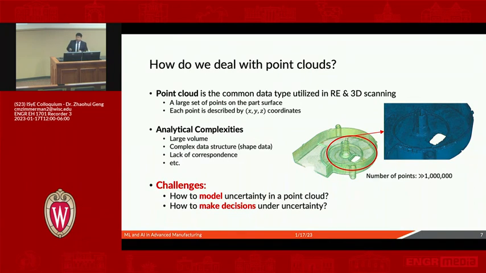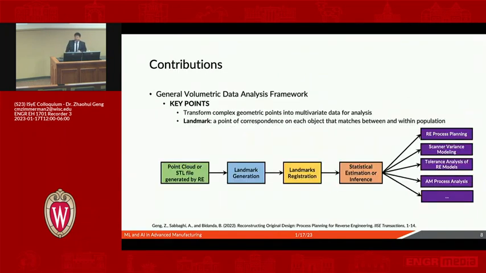Therefore, our major contribution lies in developing a volumetric data analysis framework that can translate unstructured data into a structured format. The idea we utilize is adopted from the statistical shape analysis community. It's called landmarks. A landmark is determined to be a point of correspondence among different populations or within a population, right? Here the population can be among different parts or among different scans.